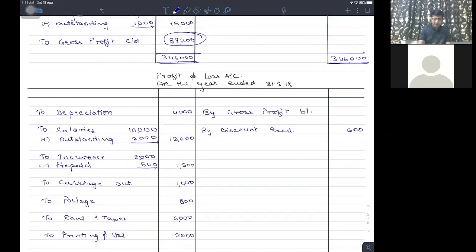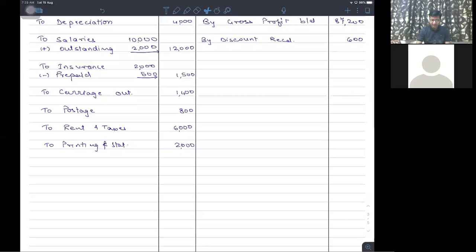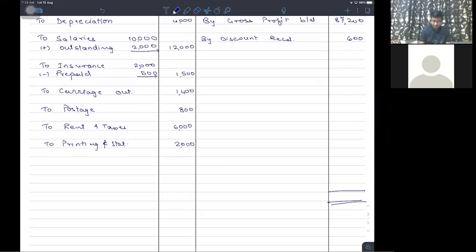If you do it with the proper sequence, proper sincerity, you will be able to complete the problem hardly in 20-25 minutes. Whatsoever is the level of adjustments which are given in the question, that doesn't make any difference. And I'm serious about that. 87,800.